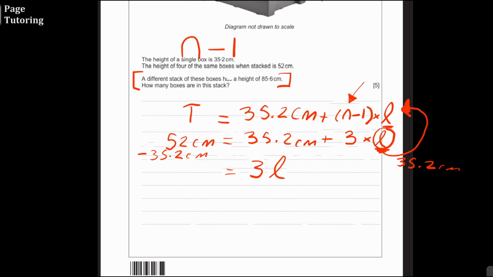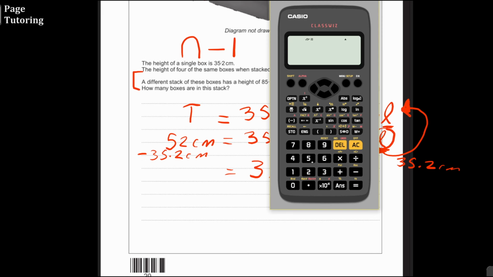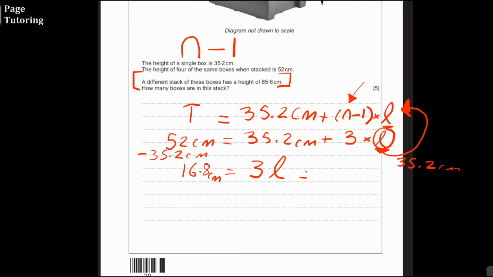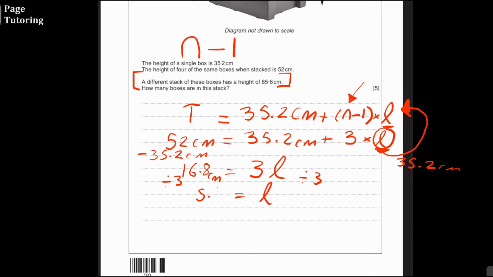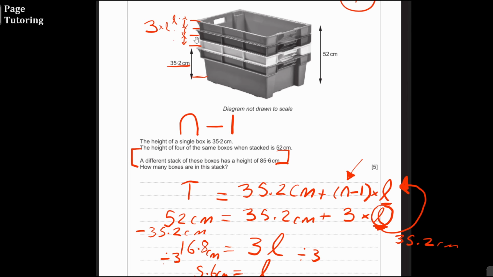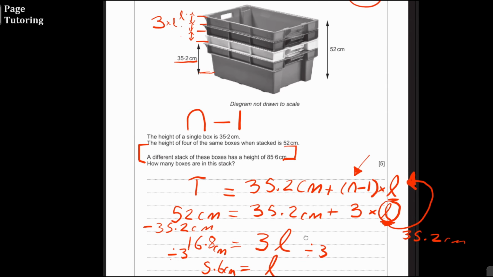And we're going to get our calculator out and do 52 minus 35.2. So that's 16.8. Now we're going to divide by 3, because we just want L on its own. At the moment we've got 3 lots of L. So L would equal that 16.8 divided by 3, which gives us 5.6 centimeters. So each one of those lips on our diagram is 5.6 centimeters high.